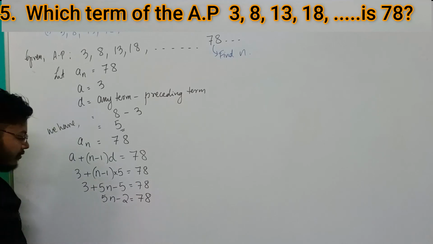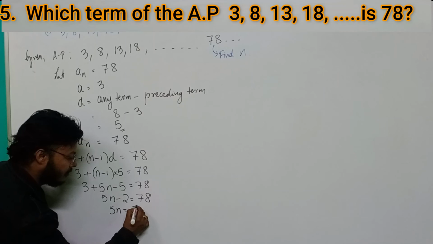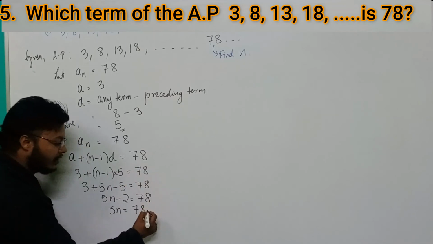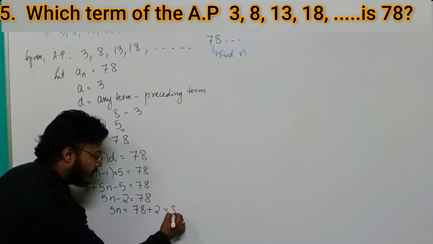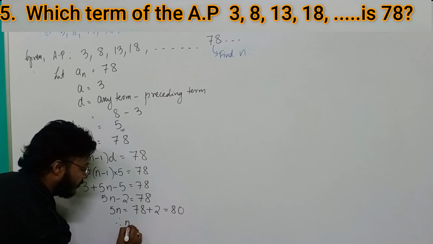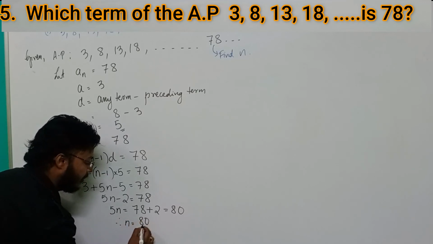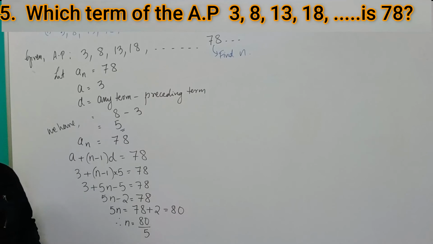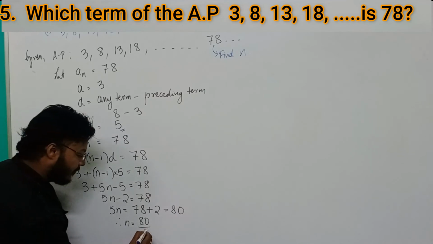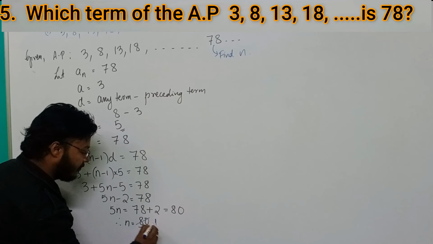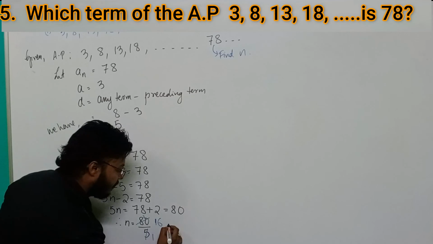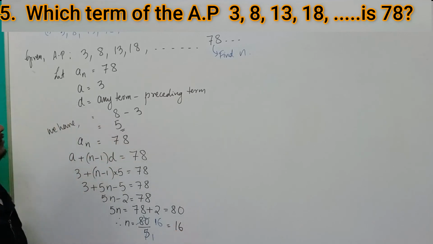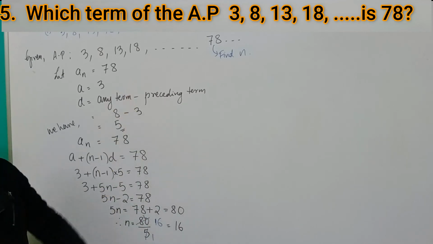Now I can have 5n is equal to 78. This minus 2, when it goes across, will be plus 2. So 78 plus 2 is 80. So therefore n is equal to 80 divided by 5, since 5 is multiplied. Now cancel it. 5 ones are 5, 5 sixes are 30, so therefore I got n equals 16. So what did we get? That means the 16th term will have 78.